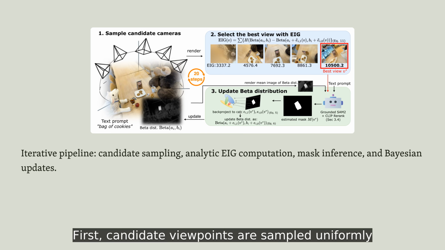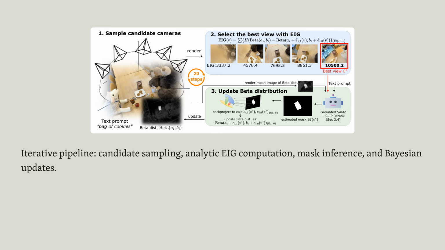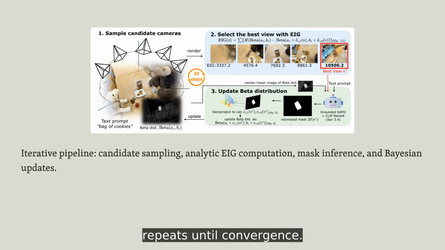First, candidate viewpoints are sampled uniformly on a sphere around the estimated object center. For each candidate, analytic EIG is computed from current beta priors. The view with maximum EIG is selected, and a 2D mask is generated using Grounding DINO for region proposals, SAM2 for mask prediction, and CLIP re-ranking for semantic alignment. Finally, beta parameters are updated based on mask agreement, and the cycle repeats until convergence.